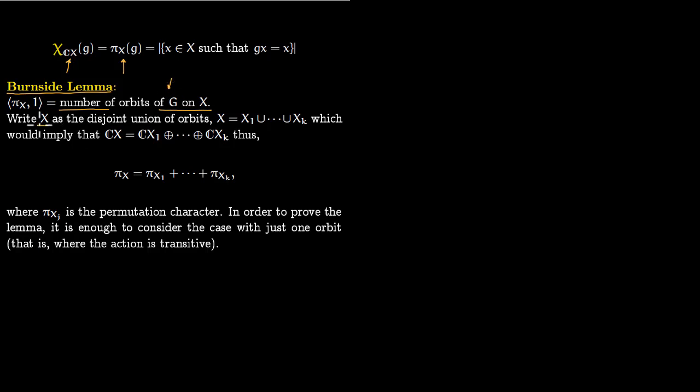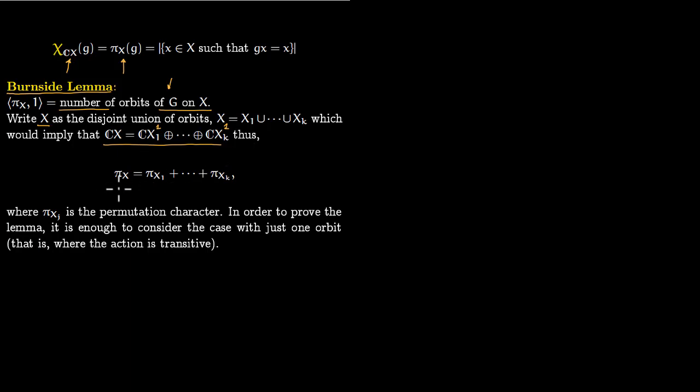So we can write this x as the disjoint union of orbits x1, x2, all the way to xk, which would immediately imply that this cx is like this because of the linearity of the g action. The g action would restrict to x1, to x2, to xk, so none of these get mixed up. And since you have this, now you can take the permutation character, which just adds up like this, because there are no n1, n2 sitting here, all of them are just powers of 1. So then just one copy.